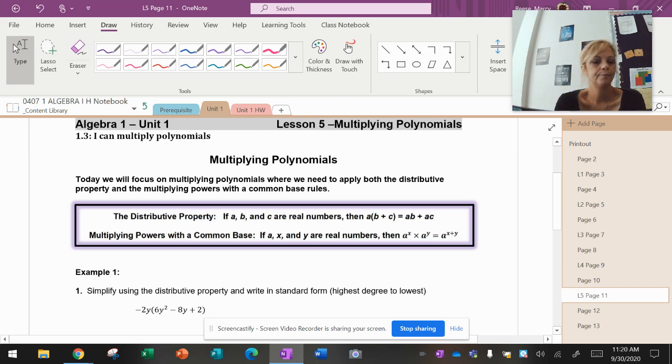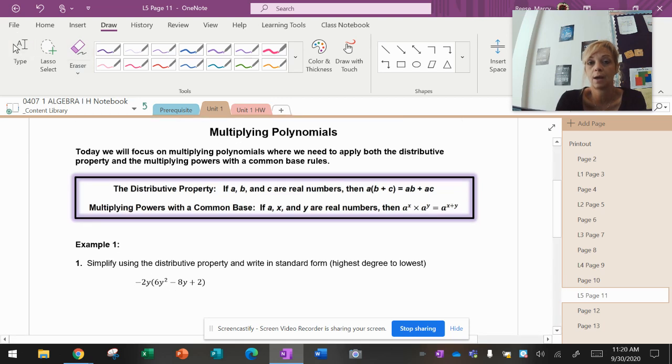Take your time. If you get stuck at any point, make sure that you go back and rewatch the video to help you with your homework. Okay, so today we will focus on multiplying polynomials where we need to apply both the distributive property and multiplying powers with a common base rule.